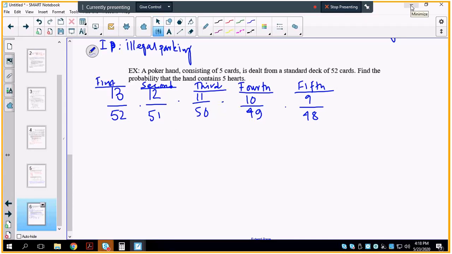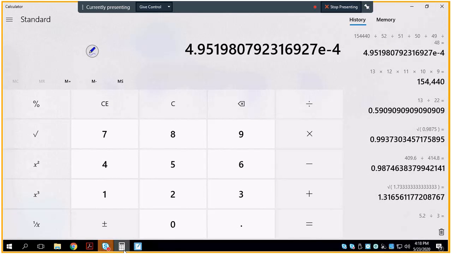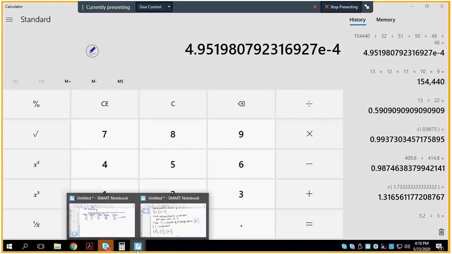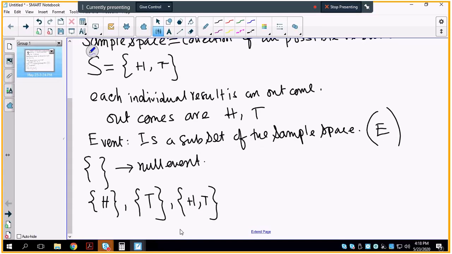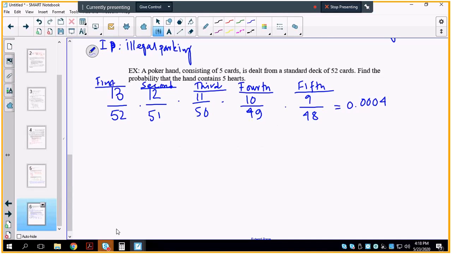So that should be equal to 0.0005, rounded to 4 decimal places. That answers my question for the probability.